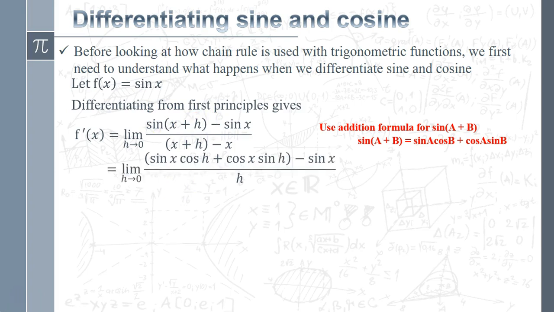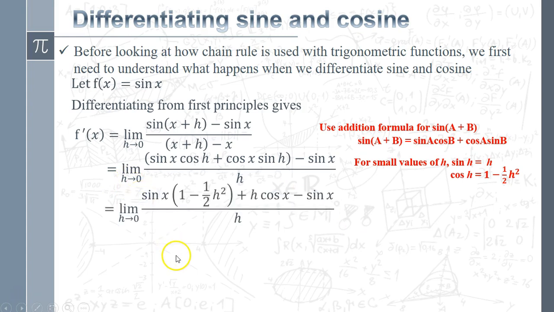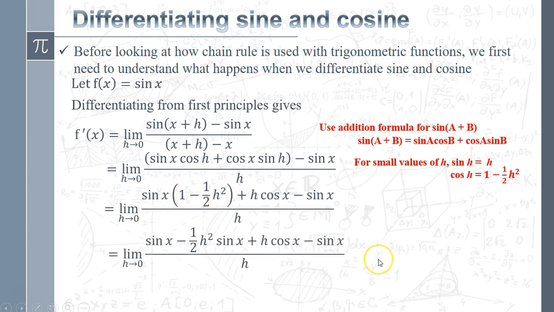Now, we're talking about limits as h tends to 0, so what happens to cos h and sine h as h becomes 0. You'll have seen previously, hopefully, the small angle formulae. Sine h becomes h, and cos h becomes 1 minus half h squared. As h tends to 0 we're talking about small values of h, so let's do those replacements: cos h becomes 1 minus half h squared, sine h becomes h, and we multiply out the bracket. There we go, and now we can see we've got some cancelling that we can do.